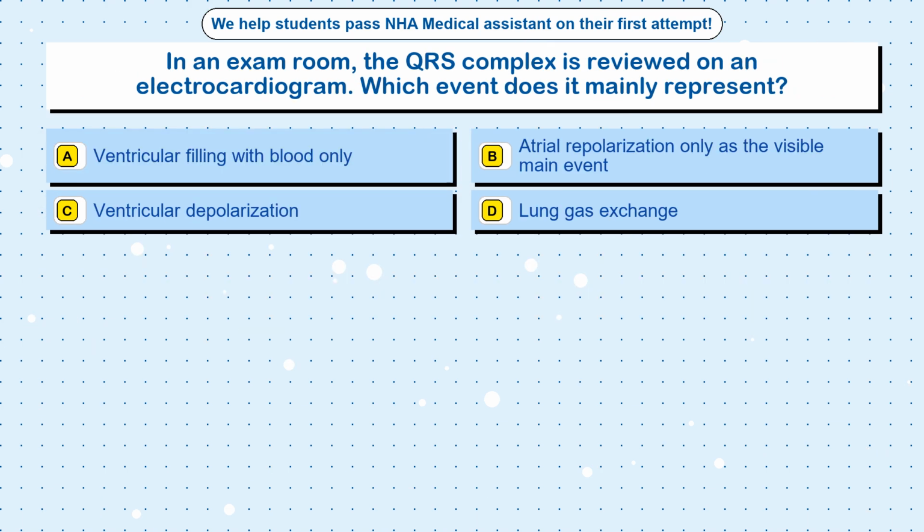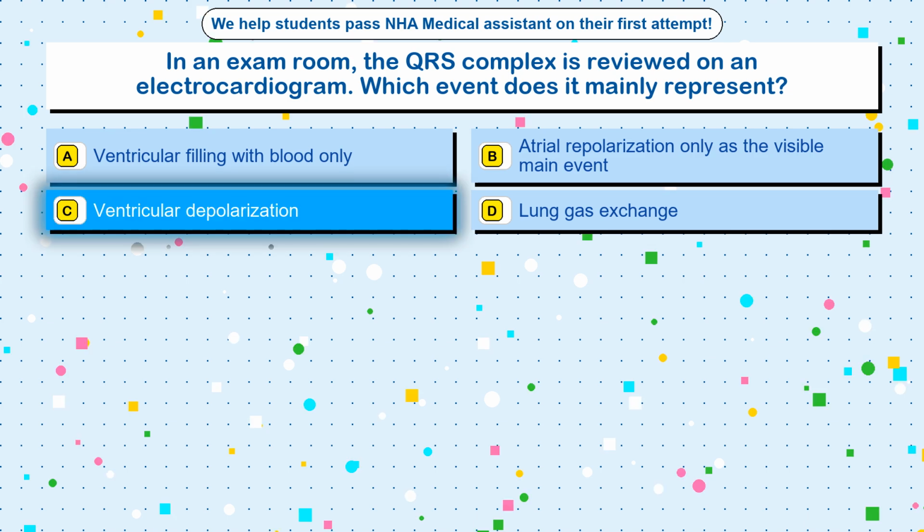Question 3. In an exam room, the QRS complex is reviewed on an electrocardiogram. Which event does it mainly represent? Option A. Ventricular filling with blood only. Option B. Atrial repolarization only as the visible main event. Option C. Ventricular depolarization. Option D. Lung gas exchange. The correct answer is option C.